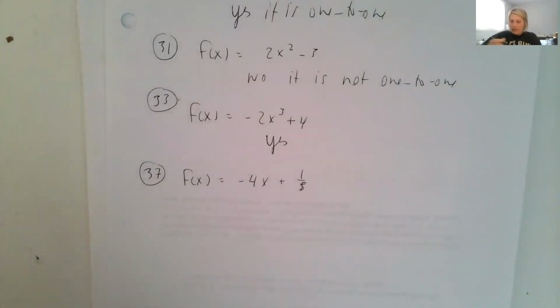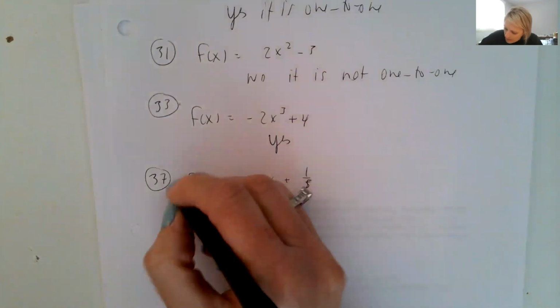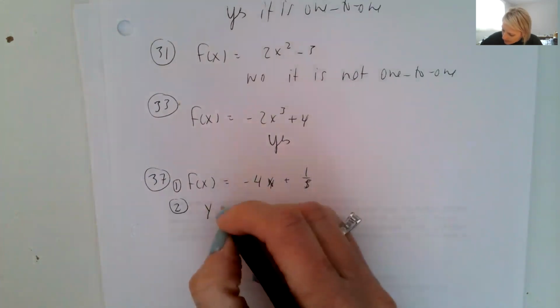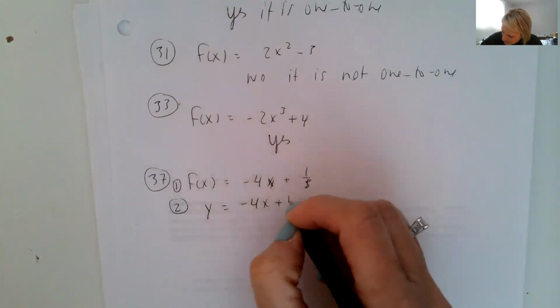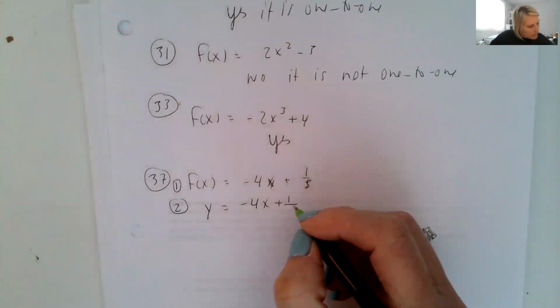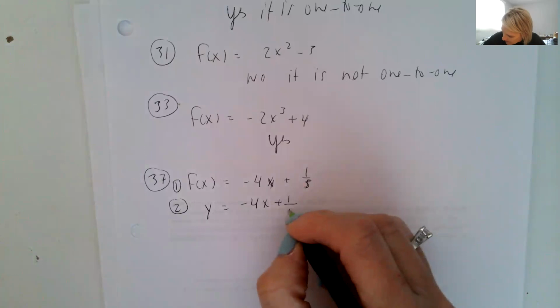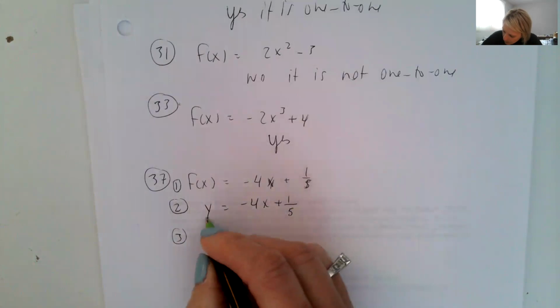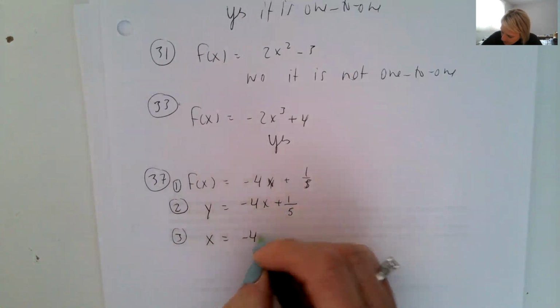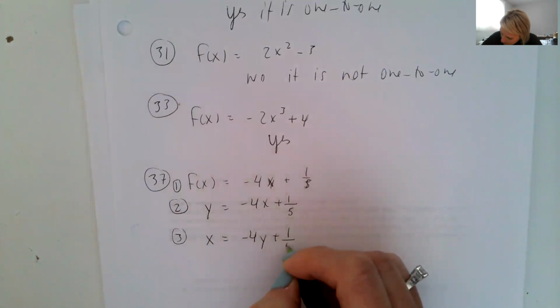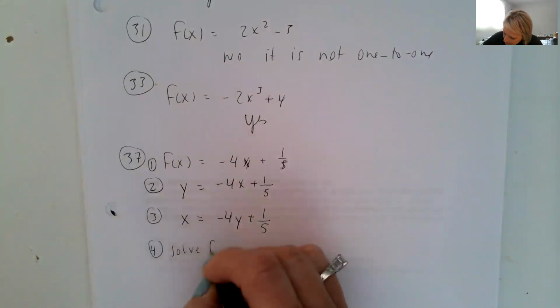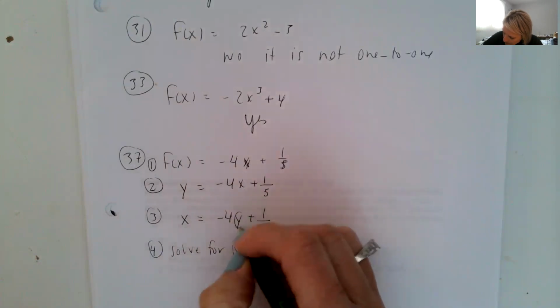So we're going to go through the steps together. I wrote my function out. There's my first step. My second step is I'm going to replace my f of x with a y. And this is 1/5. And then my third step is I'm switching my x and y. So y is now going to be x and x is now going to be y. All other pieces of the equation stay the same. And now my fourth step is I'm going to solve for y.